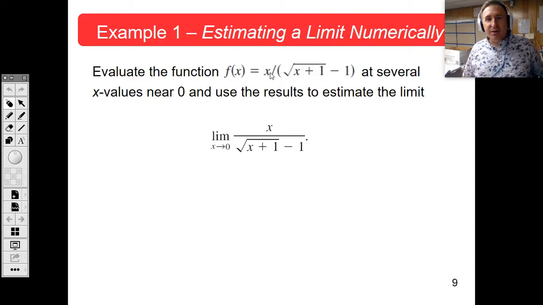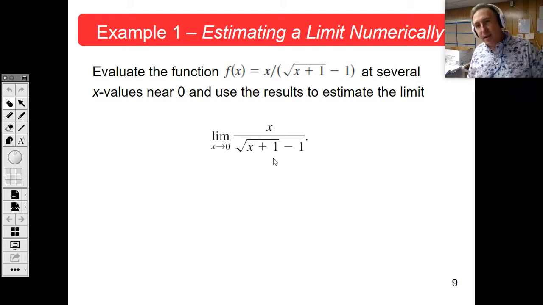We're going to evaluate the function here. Here, we've got this nice function, right? x over the square root of x plus 1, minus 1, at several x values near 0. Now, what happens if I plug in 0 here? Well, I get the square root of 1, which is 1. 1 minus 1 in the denominator is 0. Bad things happen, kids, and we have to bail. We can't do that. So we want to find out, what does this look like?